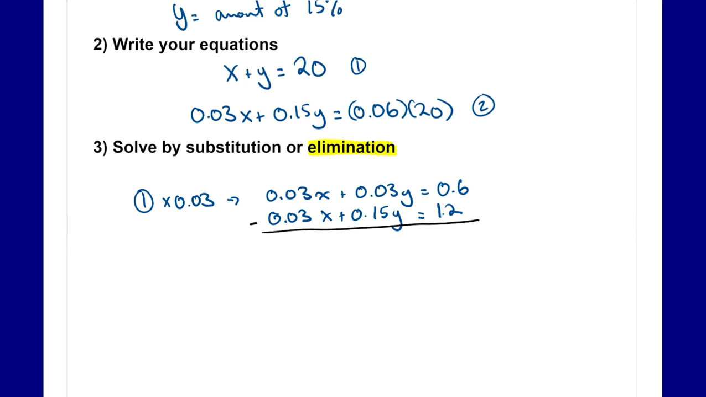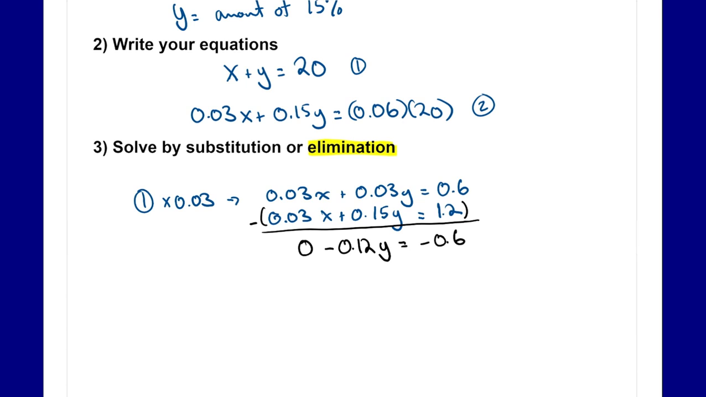The reason I do that is because 0.03x minus 0.03x is 0. Again, I mentioned maybe put brackets around the bottom equation just so that it helps us remember that we have to subtract everything. So 0.03 minus 0.15 is negative 0.12y. And this is going to equal 0.6 minus 1.2, which is negative 0.6.